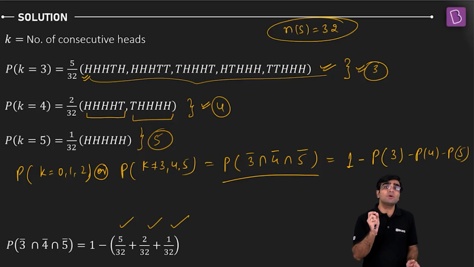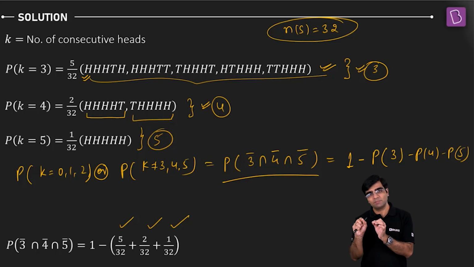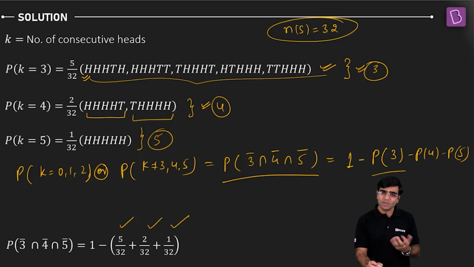So if I want to get the probability of 3 complement intersection 4 complement intersection 5 complement, what would that be? That will be nothing but the total probability, which is always 1, minus the probability of getting 3 heads, minus the probability of getting 4 heads, minus the probability of 5 heads, because they don't have anything in common, so I don't have to worry about anything else.